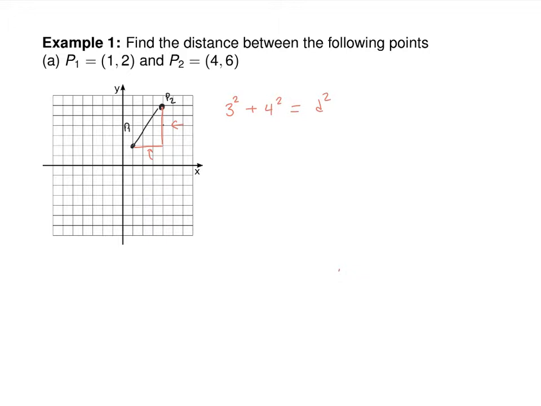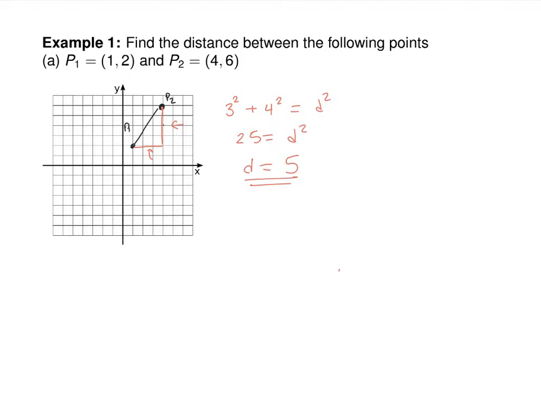So 9 plus 16 is 25. Also, if you remember, it's a Pythagorean triple. So d is equal to only positive 5. A negative distance doesn't really make sense. You can't go a negative distance.